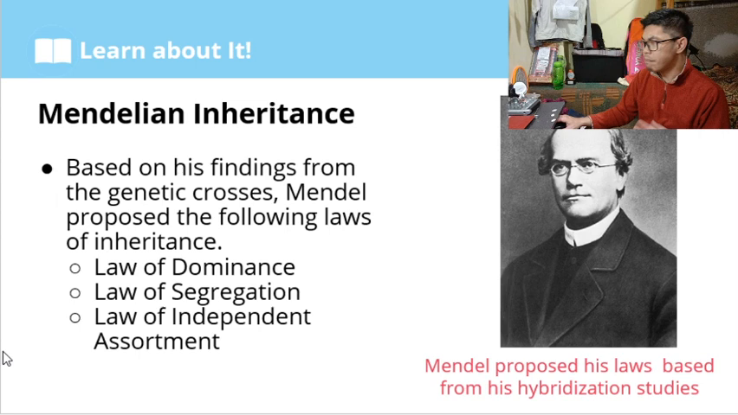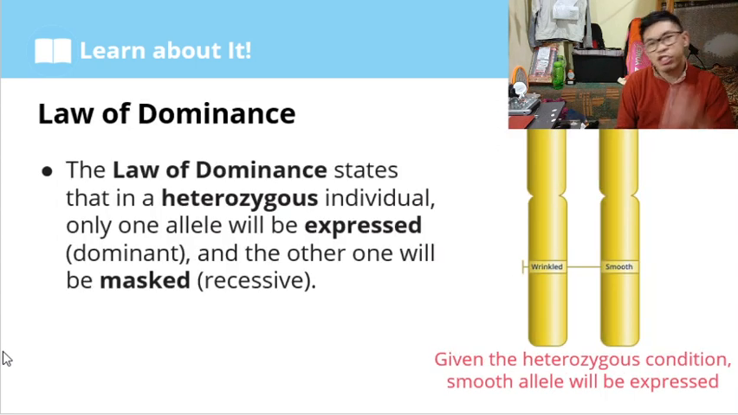As I've mentioned, in the law of dominance, whichever gene or allele is dominant will be the one that shows more. The law of dominance states that in a heterozygous individual, only one allele will be expressed, and the other one will be masked or hidden.